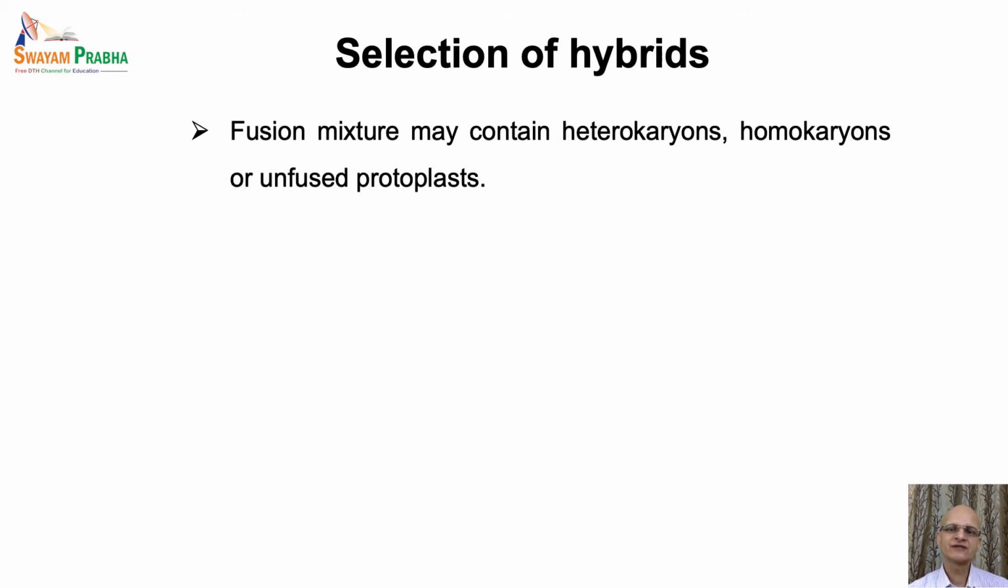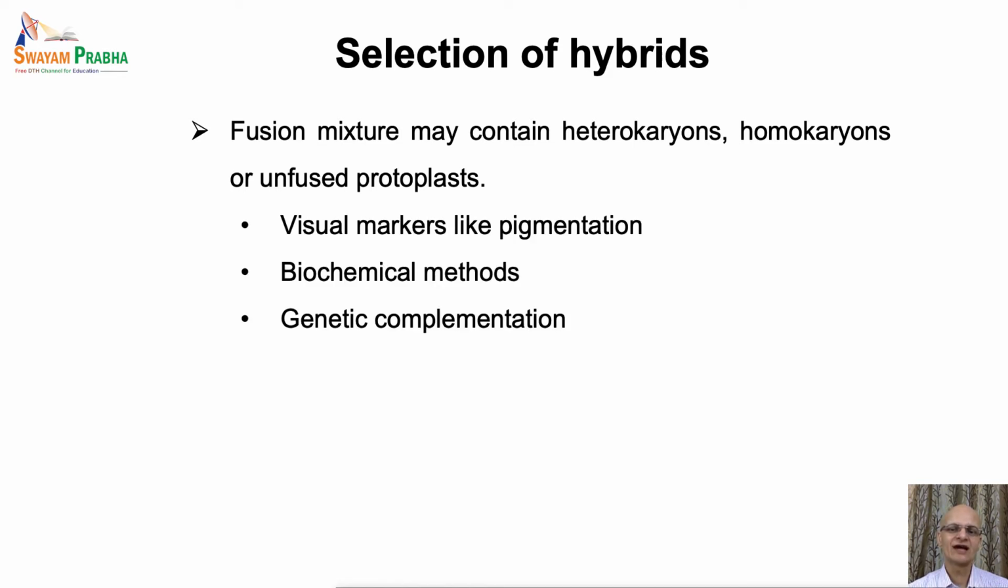However, usually the fusion suspension is a heterogeneous mixture of heterokaryocytes, homokaryocytes, unfused parent protoplasts, or even organelles like chloroplasts may be there. In fact, the frequency of the desirable products, that is the heterokaryocytes or heterokaryons, will be much lower as compared to the other products. Therefore, identification and separation of the hybrids is one of the major challenges for the success of somatic hybridization. Several strategies have been used in the past for this purpose, but none of them is universal, which can be applied to all plant species or any kind of protoplast fusion.